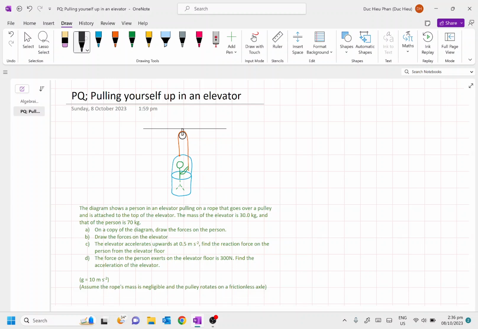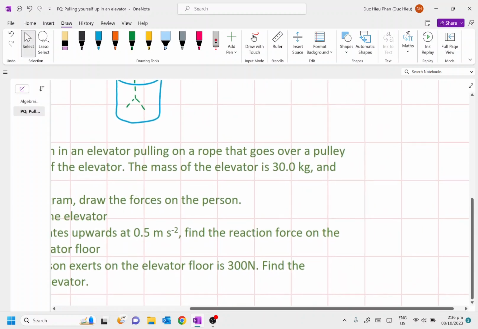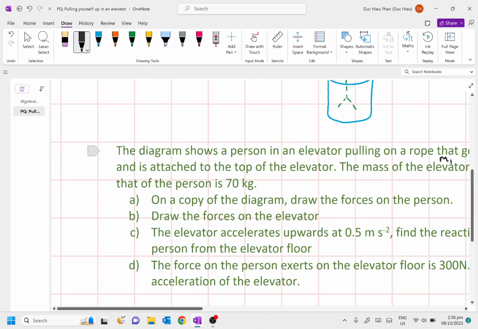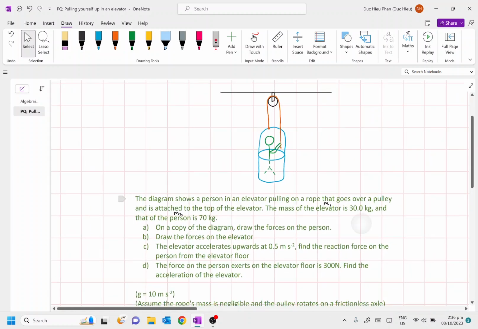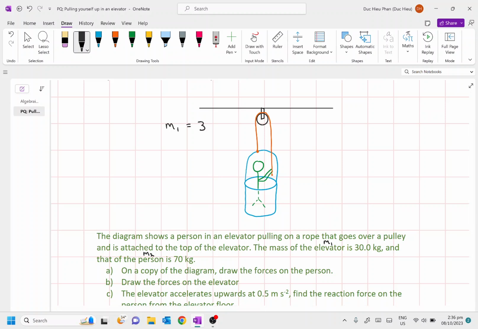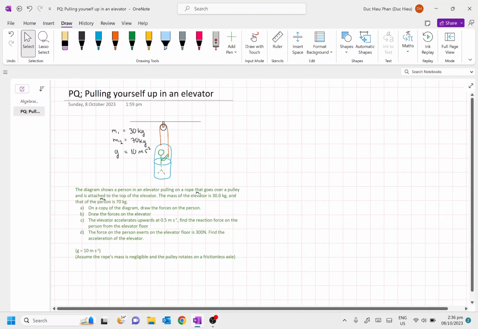Now, the first thing I'm going to do right now is label these M1 and M2. M1 is the elevator and M2 is the person. This is going to help simplify the equations that we make. Okay, so I'm just going to write here M1 equals 30 kilograms. M2 equals 70 kilograms. And gravity equals 10. Okay. And you see them here.